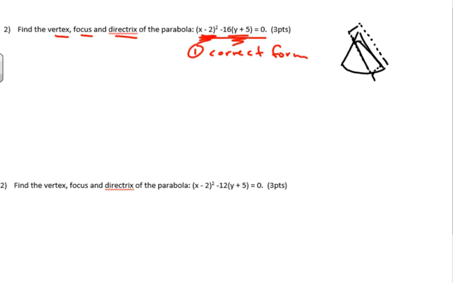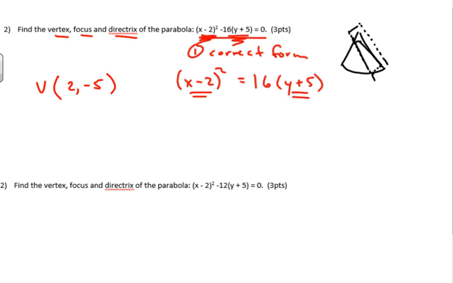A lot of students forget that. So before we do anything, we're going to take (x - 2), square it, and add 16 times (y + 5) to the other side. From here, we're going to find our vertex. Our vertex can be found right here with h and k, and so we have (2, -5). And now we're going to find our focus and our directrix.